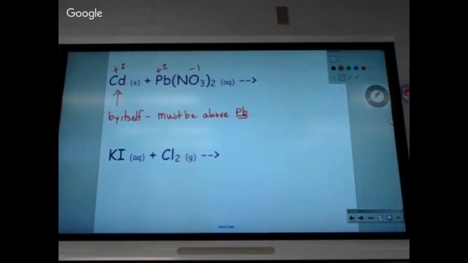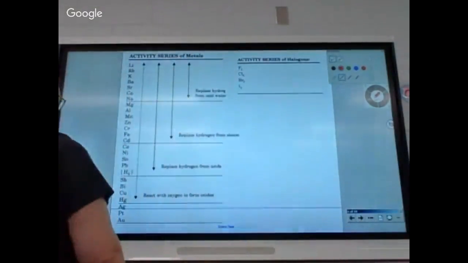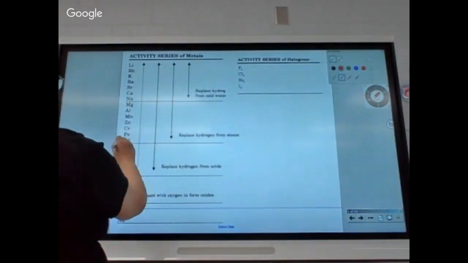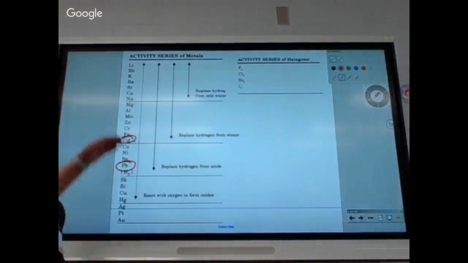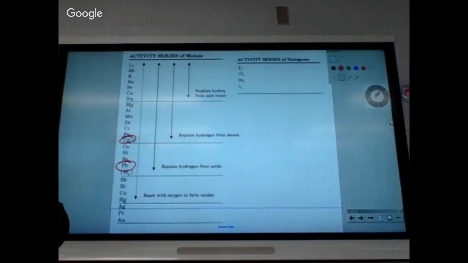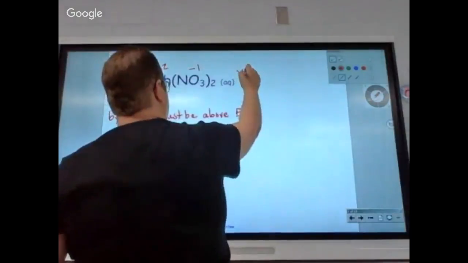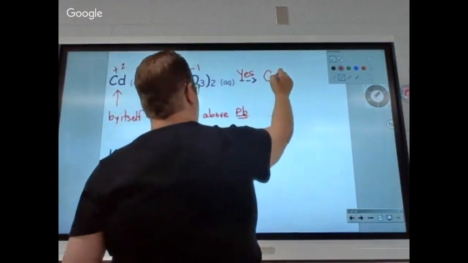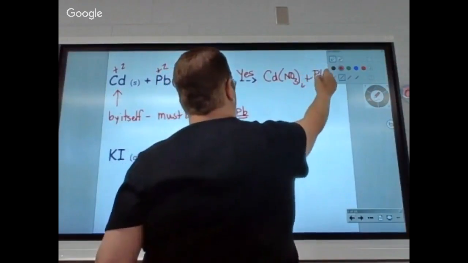How do I know CD is displacing PB? They're both what? They're both positive. Okay? So, if we flip back in our chart, CD is there. PB is there. Is CD above PB in the chart? Yes. Okay. So you would just single displace and put CD, then O3, and then PB.